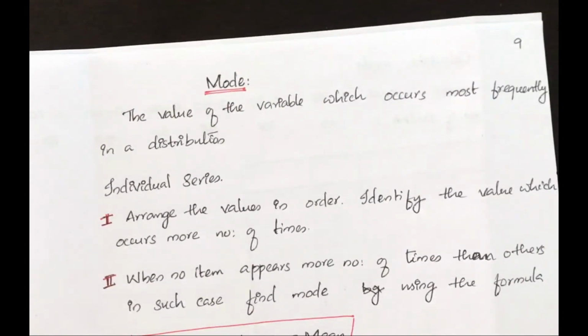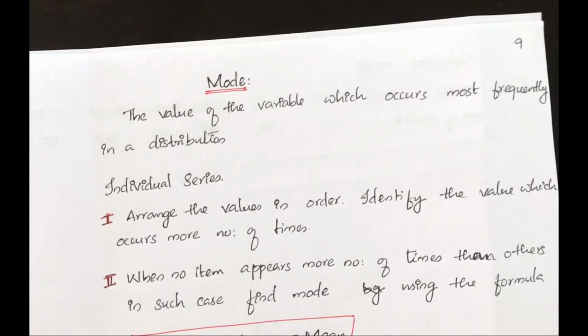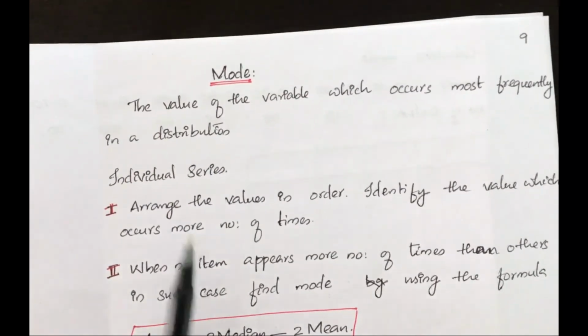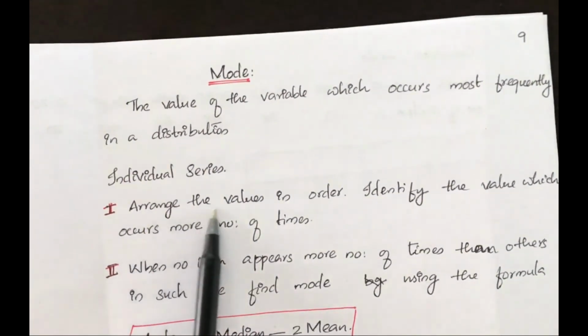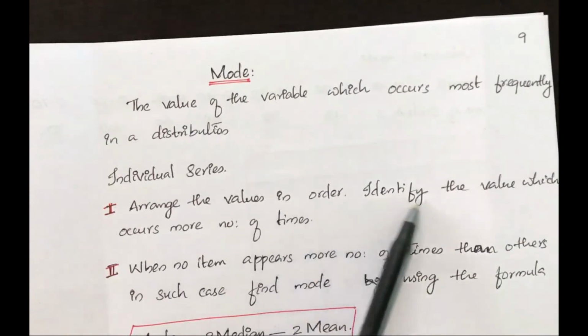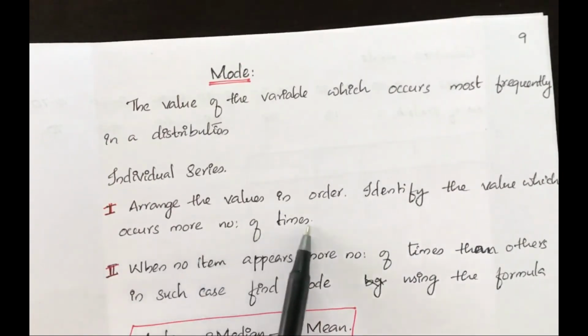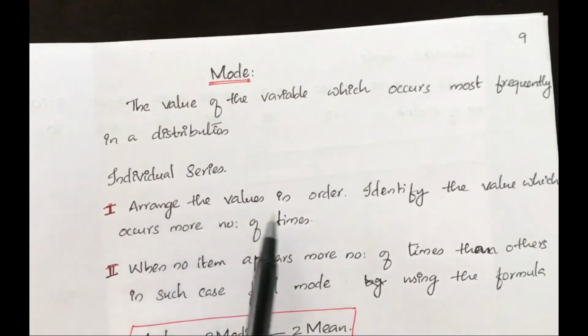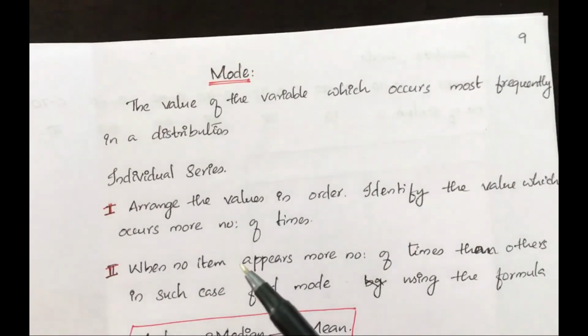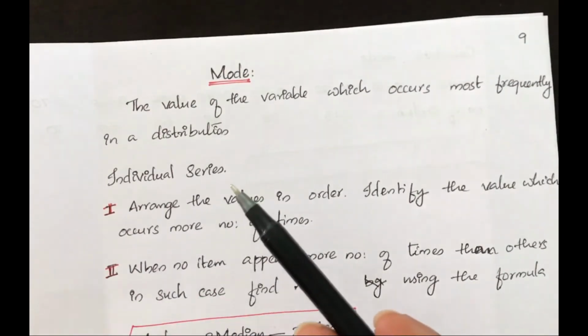Mode is the value of the variable which occurs most frequently in a distribution, that is the most repeated one, that is the mode. For an individual series, arrange the values in order, identify the value which occurs the most number of times. If such a value is found in the data, that is the mode. Any value which is repeating more number of times in a data set is the mode.